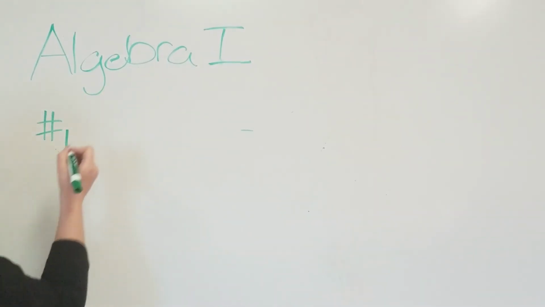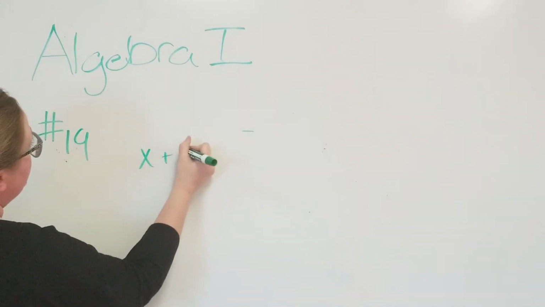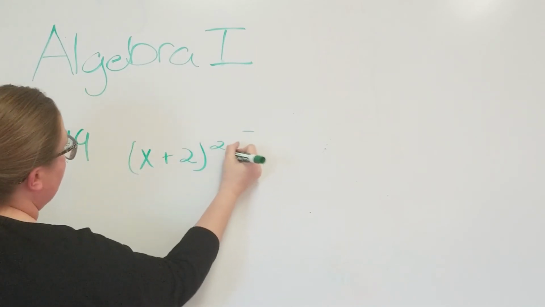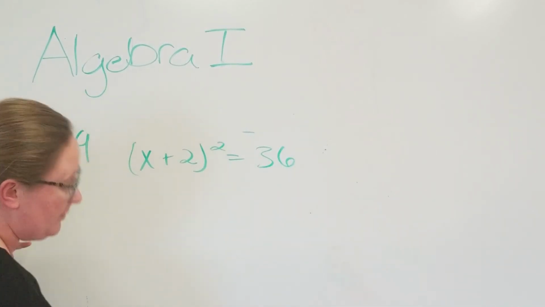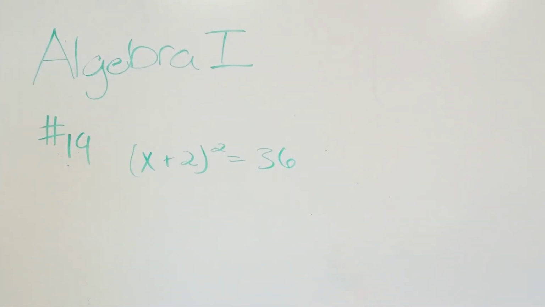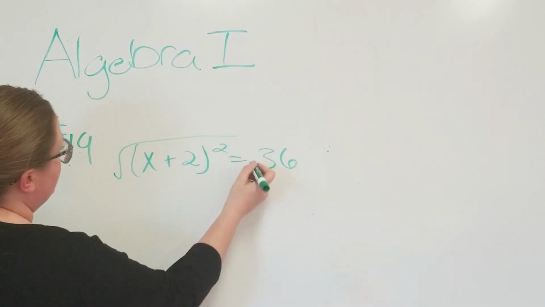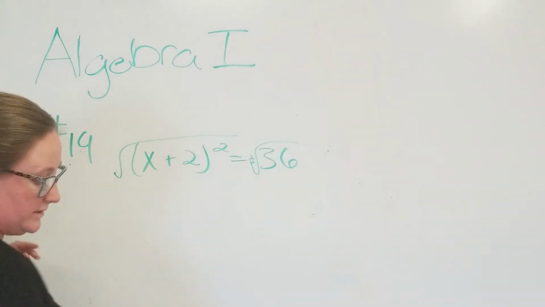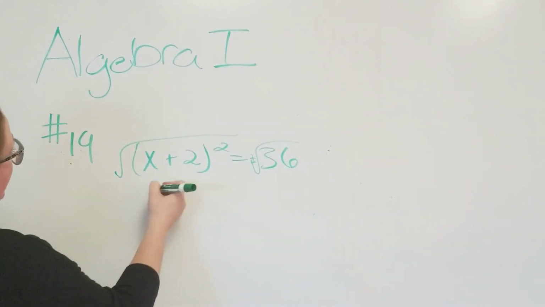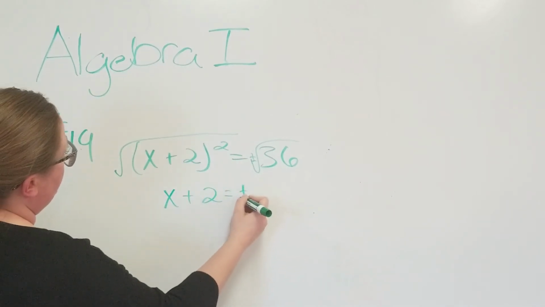Number 19 says, determine the solution set of x plus 2 squared equals 36. All right, so remember this. If you have a perfect square binomial over here, you have a binomial squared. The easiest way to solve this is just to find the square root of both sides. The square root of anything squared is itself, and on this side it's going to be plus or minus, all right? So this says square root of x plus 2 squared is x plus 2. And the square root of 36 is plus or minus 6.